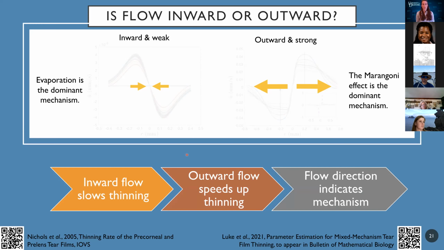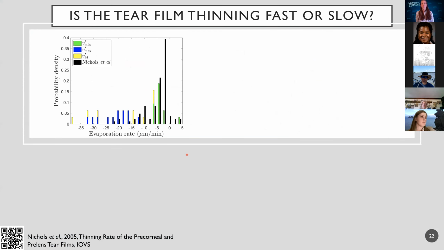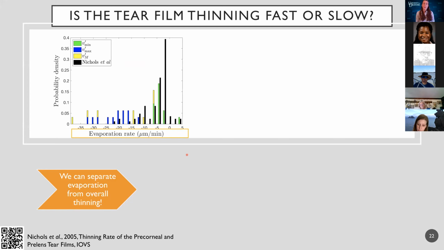All right, what's another thing we can look at? We can look at how fast the tear film is thinning. Right? Evaporation, we think, is a relatively slow process. Marangoni effect, pretty rapid thinning. So the first thing I'm going to pause and point out here is that if we look at evaporation rates, we can separate evaporation from overall thinning. This couldn't be done before, right? In looking at patient data, they can only get an overall thinning rate.